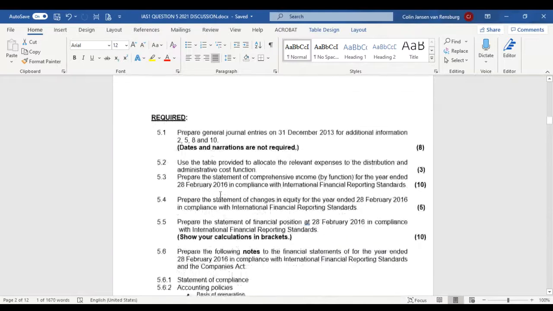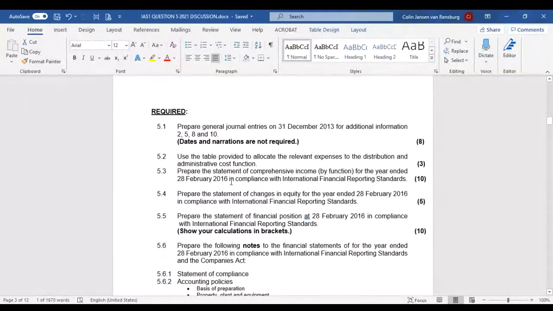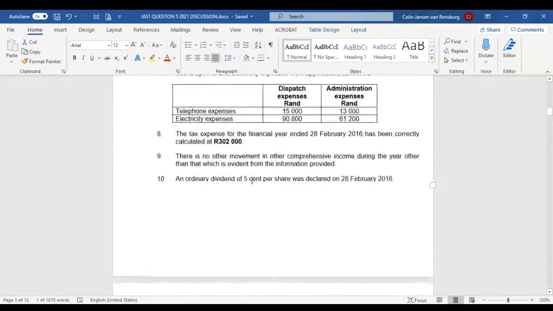So now we can go to what is required of us, and we've already seen that one of the first is to provide additional journal entries, and they even guide us here. They say for which paragraph, so 2, 5, 8, and 10. So let's go and do that, ladies and gentlemen.